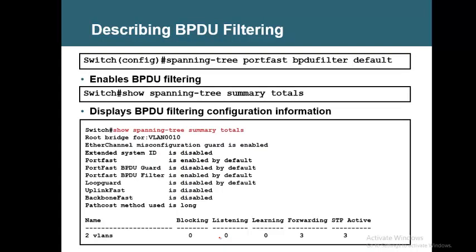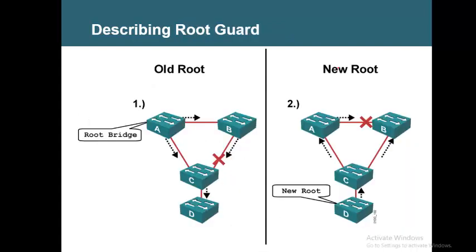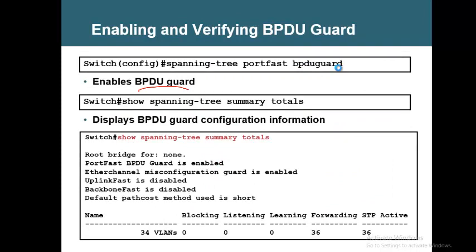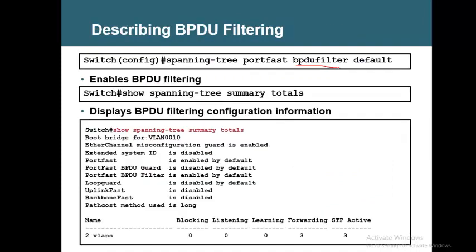BPDU filter. This is the command to enable BPDU filter. Spanning-tree portfast bpdufilter. All these things can also be enabled per interface. Here they are showing only the global configuration mode and verification. Alright, so we have seen so far BPDU guard and BPDU filter. If a BPDU comes in, it will go into inconsistency state.